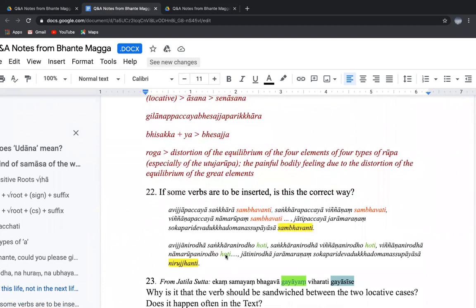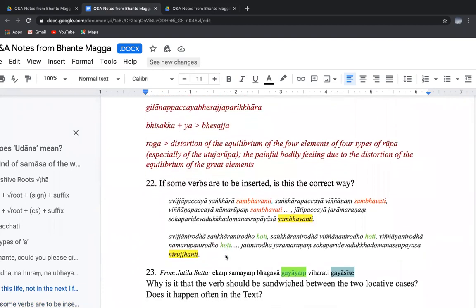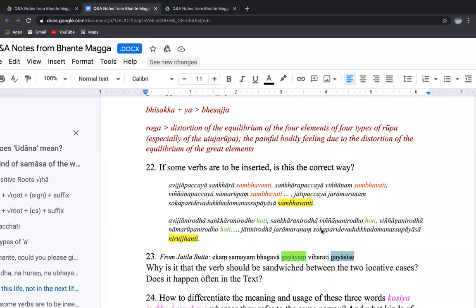If some verbs are to be inserted, is this the correct way? Avidya paccaya sankhara sambhavanti, sankhara paccaya vijnana sambhavati, vijnana paccaya namarupam sambhavati, and so forth. Yes, this is how it should be inserted. Avidya nirodha sankhara nirodho hoti, sankhara nirodha vijnana nirodho hoti. Even here we can say sankhara honti, right? Avidya paccaya sankhara honti, sankhara sambhavanti. It means they occur, they exist. So we can use these words.